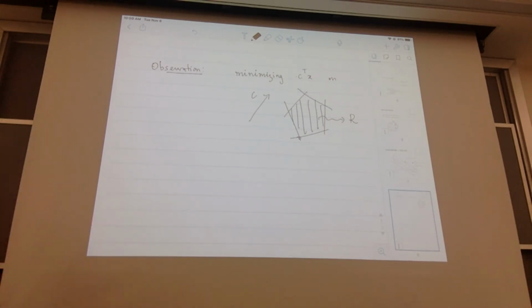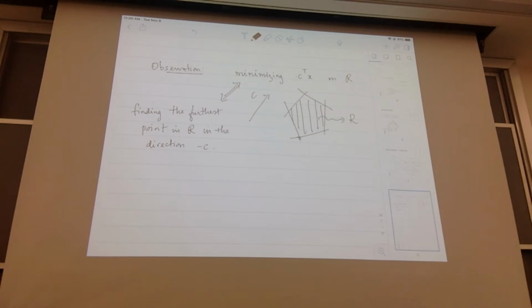Okay, so minimizing C transpose X in R is the same as finding the furthest point in R in the direction of minus C. Okay, and this is a clean geometric interpretation of what the optimum value should be.